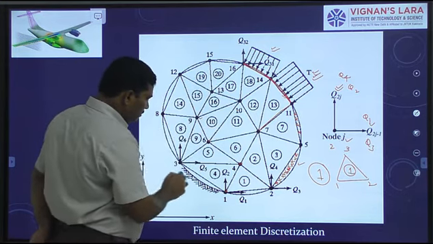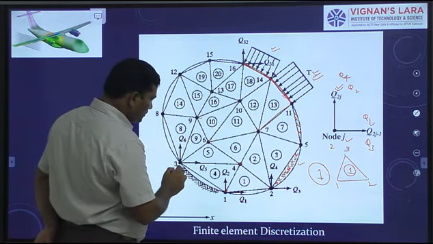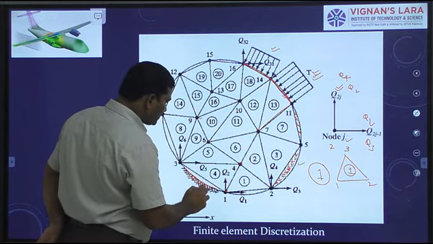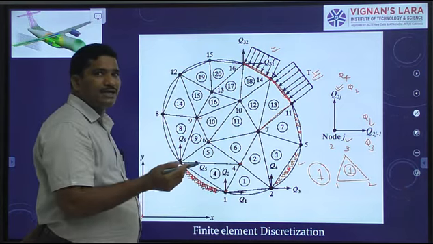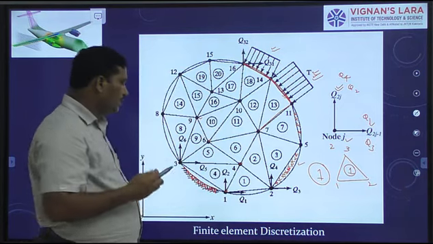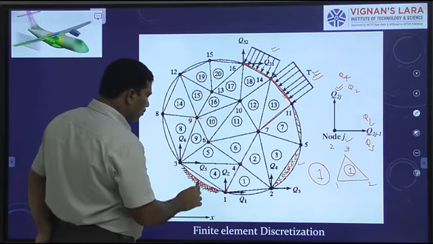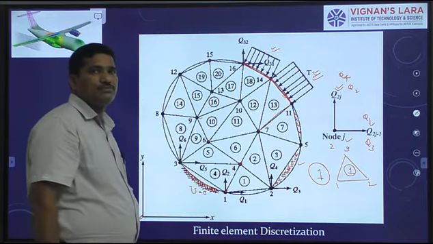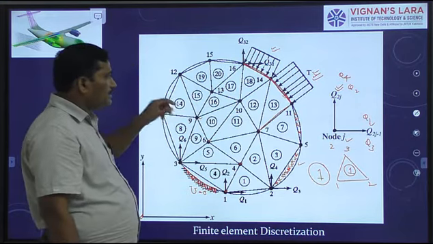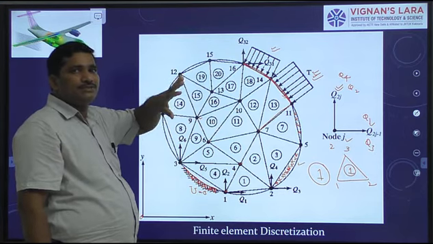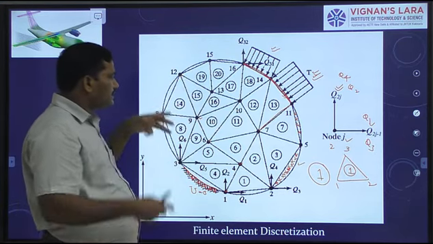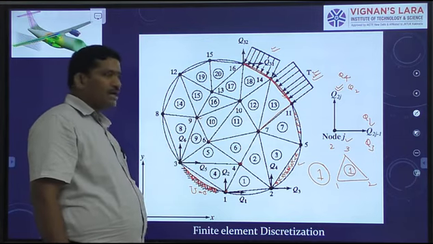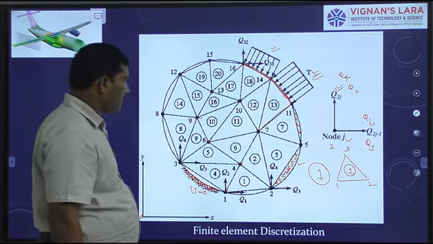And here, this part, if you observe, this part is fixed. Hence, the points on this part cannot displace. Therefore, the displacement vector for every point on this fixed surface is equal to 0. Only other points in the domain can displace when the solid is subjected to several forces. This is how we do finite element modeling. Clear? Next.